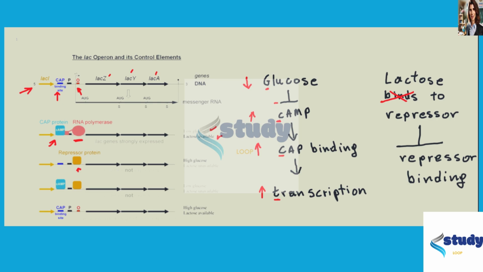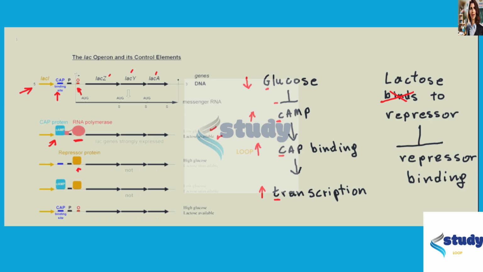Choice A is the repressor will bind to lactose. Well, that's wrong right away, because the question is saying that the thing that is being affected is the binding of the repressor to lactose. Choice B, the repressor will bind the operator in the presence of lactose. Yes, that is correct. When lactose is present, the repressor will be unresponsive to the presence of lactose and will not come off the DNA.